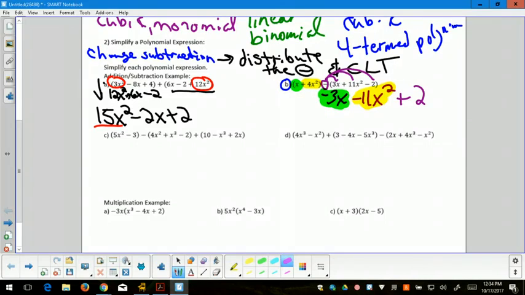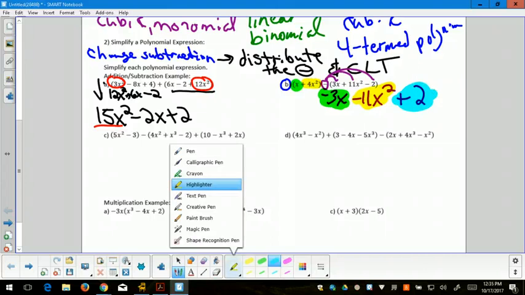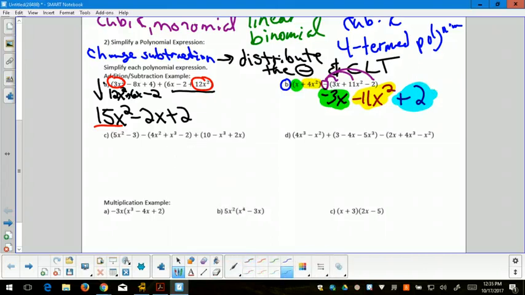And then unfortunately, my 2 doesn't have anybody to partner up with, but it can still be part of my expression. So I'm going to have 4 and negative 11 gives me negative 7x squared. I'm not doing anything with the exponents because we're not multiplying or dividing. We're just combining like terms. Negative 3x and positive x is minus 2x. And then this plus 2 is sitting over here. Any questions on that?